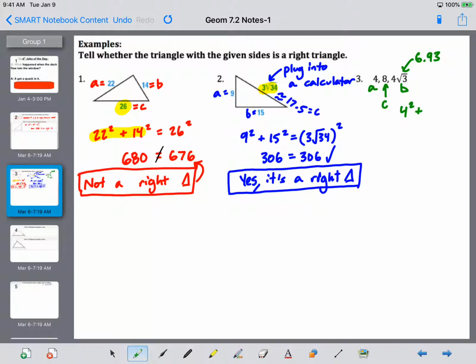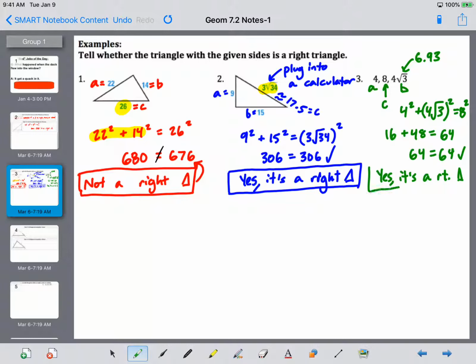So let's go ahead and do that. We have 4 squared plus 4 square root of 3. Again, you have to put parentheses around that. Squared is equal to 8 squared. All right, now on the left-hand side, 4 squared gives us 16. 4 square root of 3 squared, it turns out, is 48. And then 8 squared is 64. So notice if you add 16 and 48, you get 64, which is equal to 64. So yes, this one is a right triangle.